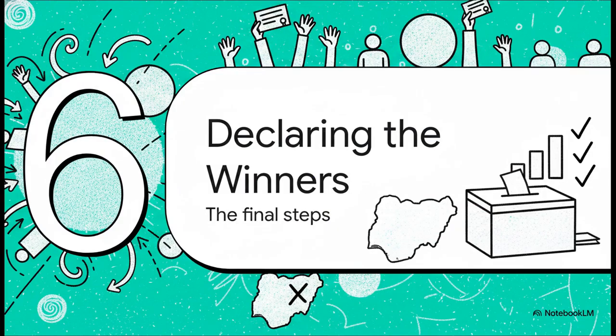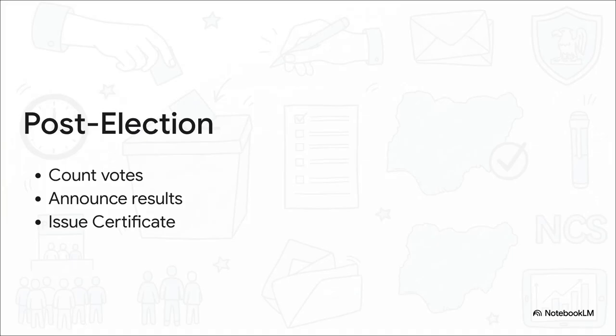And finally, Section 6, declaring the winners. The polls are closed, the votes are in. How does this whole cycle wrap up? This brings us to their final, and definitely most anticipated, key functions. First, INEC has to securely count and collate all the final votes from around the country. Once that math is verified, they officially announce the election results. But the job isn't actually done until they issue a physical certificate of return to the successful candidates. That specific certificate is the ultimate proof that a candidate has rightfully, officially won their election.